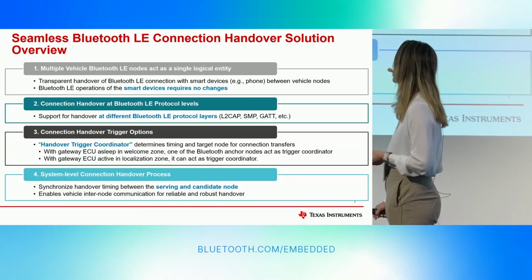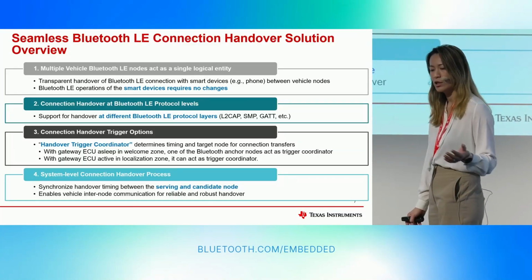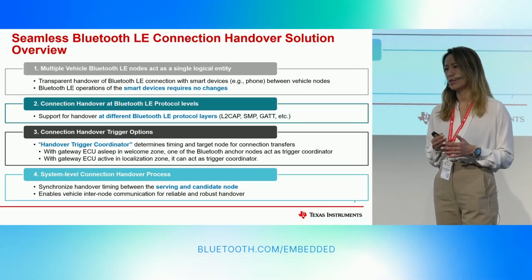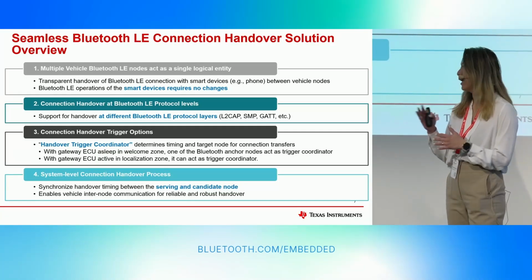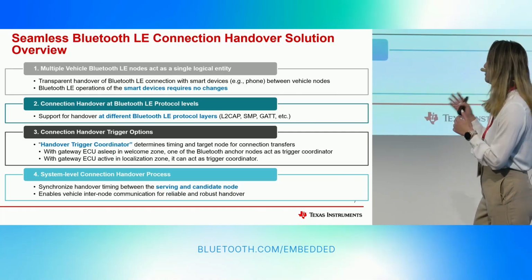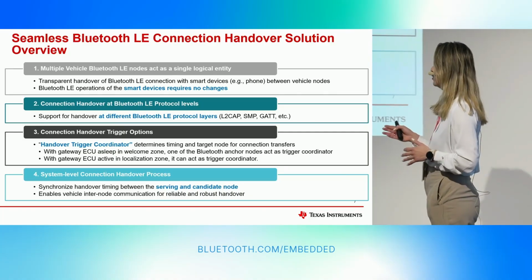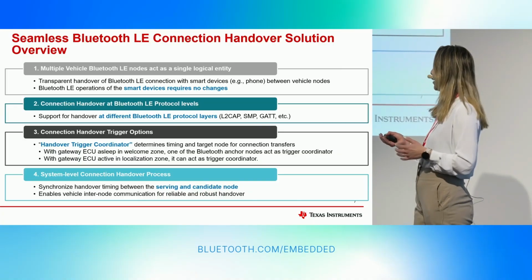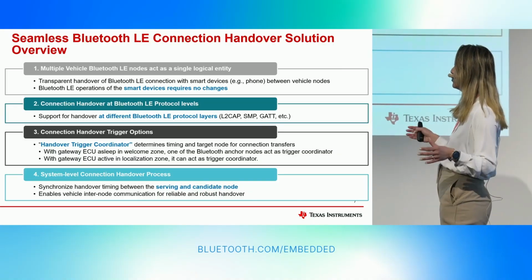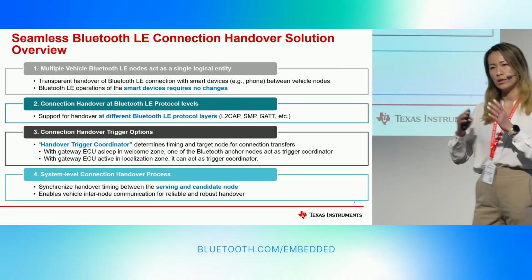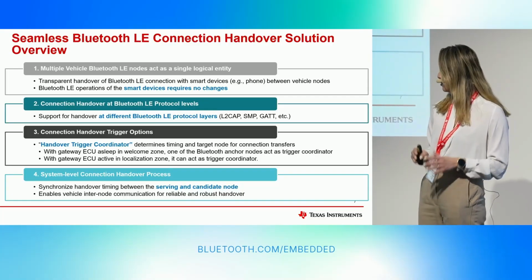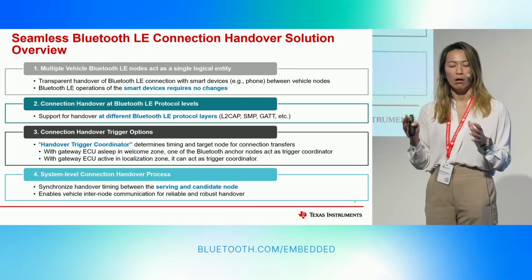And then later we will talk a little bit about the connection handover triggering options. Of course, there are more, based on your system design, but we have 2 proposals in this presentation. The final one is the system level connection handover process. So it's one level up. We're not going to go into much detail, but we will talk a little about how it should work.